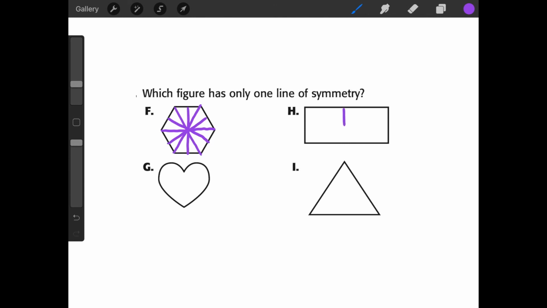Now a rectangle, we know we can cut it in half this way, but we could also cut it in half that way. So that one won't work. This one we can cut in half this way. We could also cut it in half this way, and we could cut it in half this way. So that leaves our only option, which is our heart. We know we can cut it in half this way, but we cannot cut it in half any other ways. So G would be our answer.